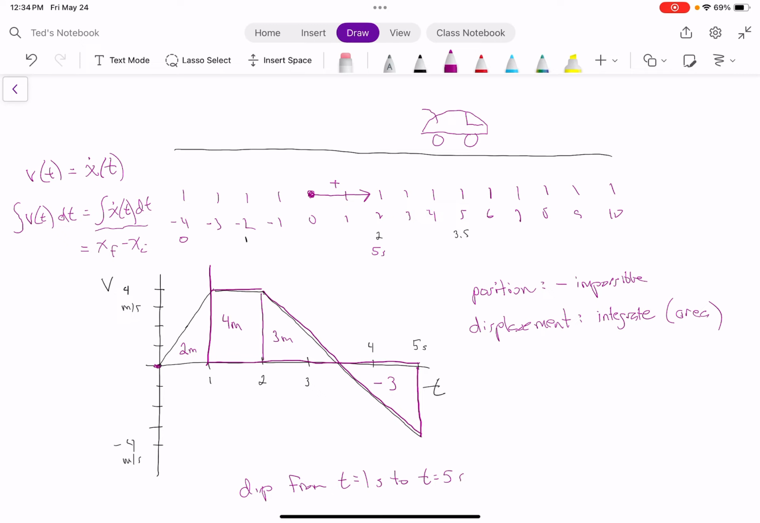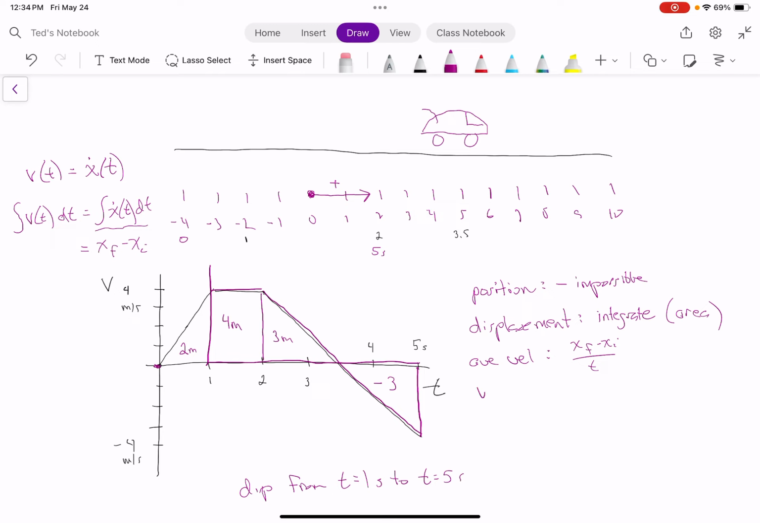If we want the average velocity, that's just going to be displacement divided by time. So we calculate our displacement by doing the area, and then we divide by time.